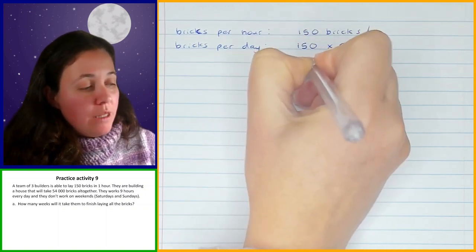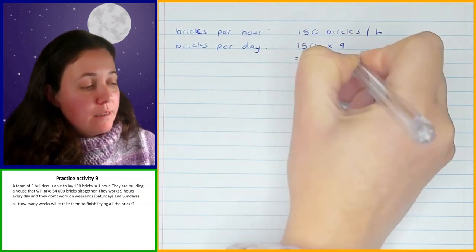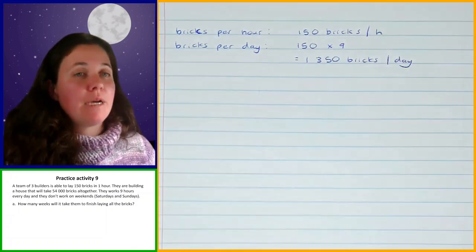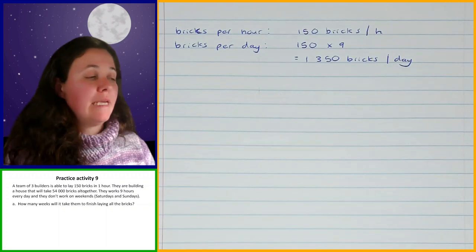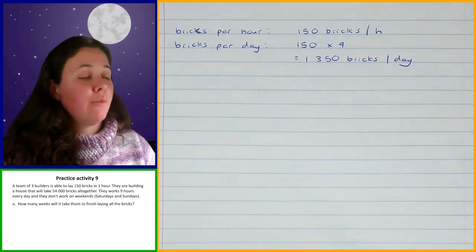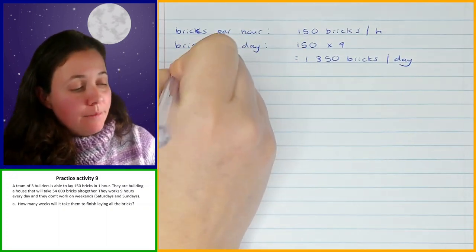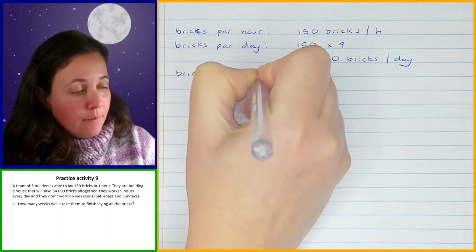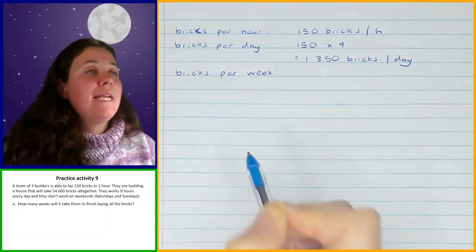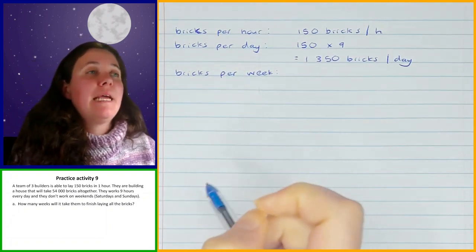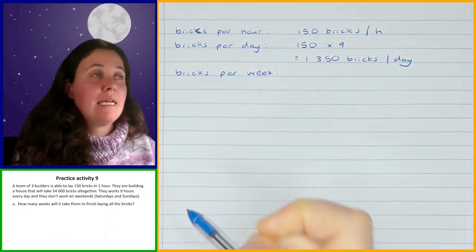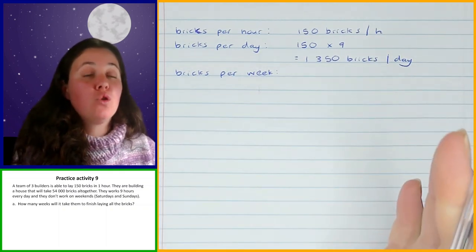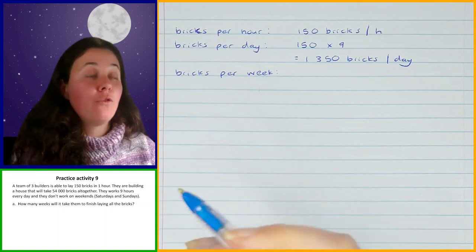So that gives us 1,350 bricks per day. Okay, so now we know how many they can lay in 1 day. Now we can use that to work out how many bricks they can lay in 1 week. They told us that they work every day except for the weekends, which are Saturdays and Sundays. So in other words, if there are 7 days in a week and they don't work for two of those days, then they are working for 5 days.